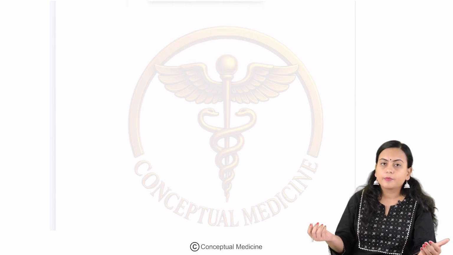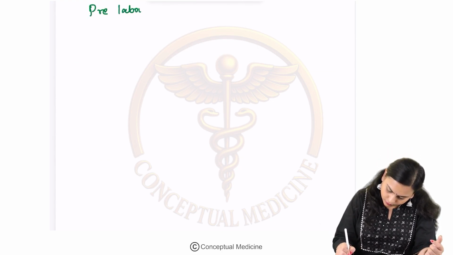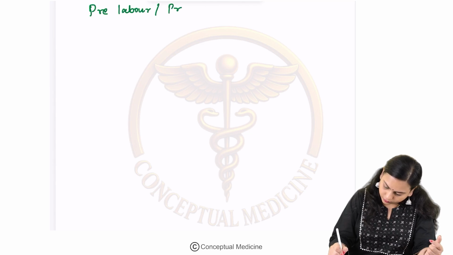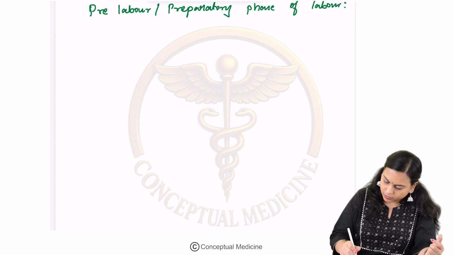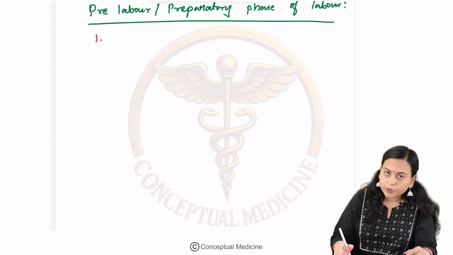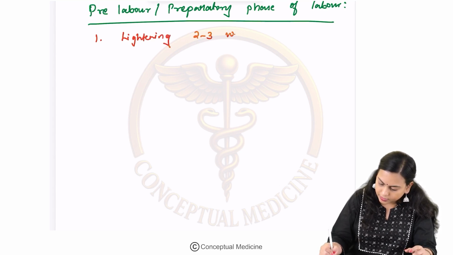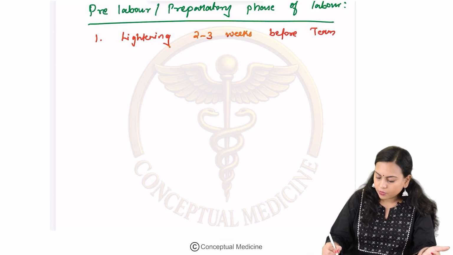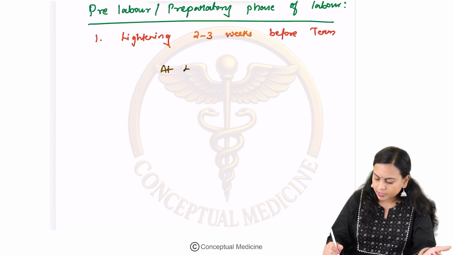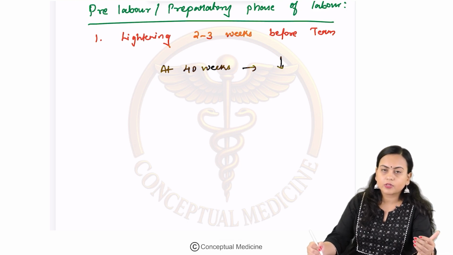Now we'll see about pre-labor or the preparatory phase of labor. Okay. First point is lightening, which will occur 2 to 3 weeks before term. And you all know at 40 weeks, what happens? The uterus is going to descend. Okay, so the engagement is going to occur.